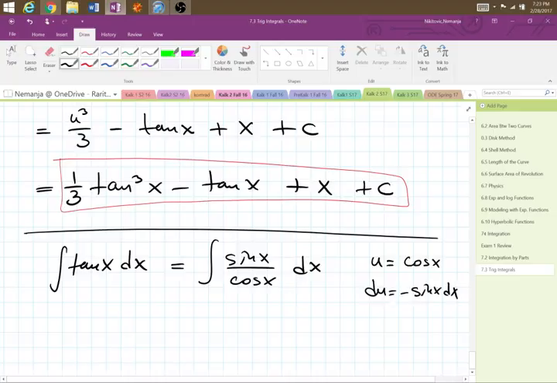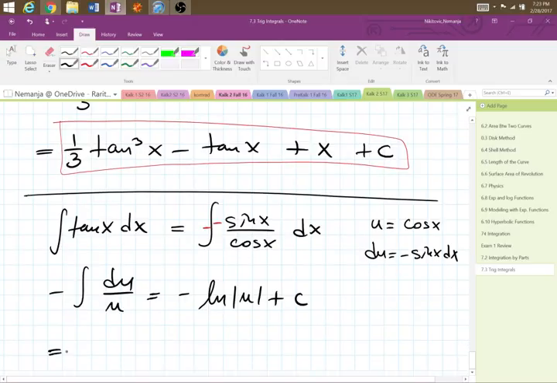Do I have a minus? No. Boom. Here you go. Minus. So now it's minus the integral of du over u, which is ln absolute u plus c, which gives you negative ln of cosine x.